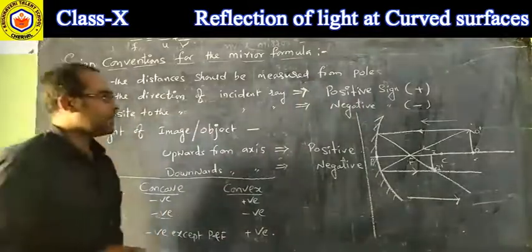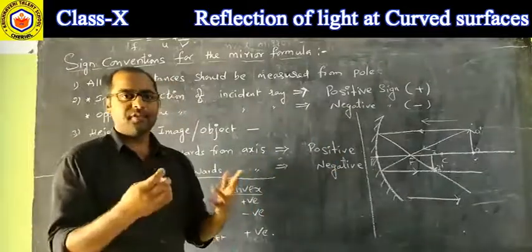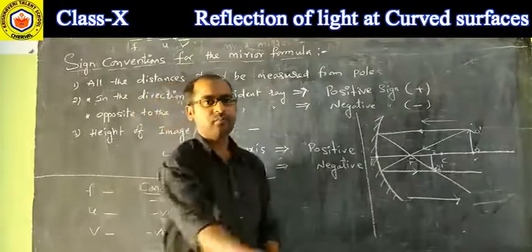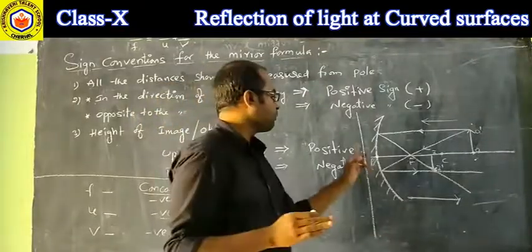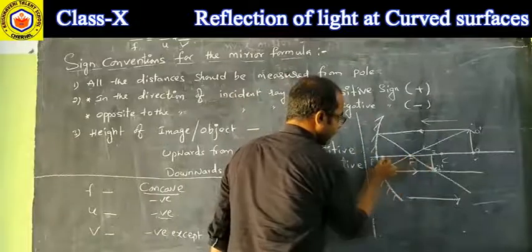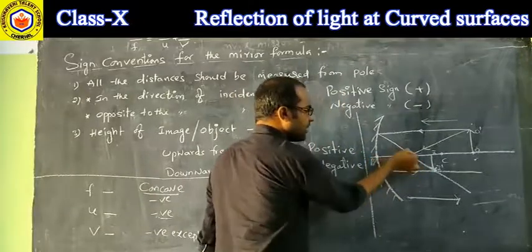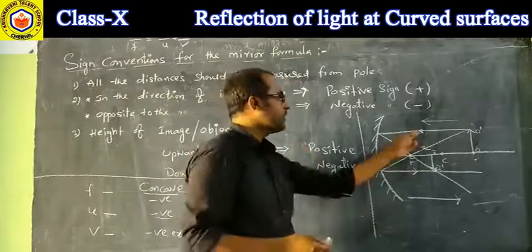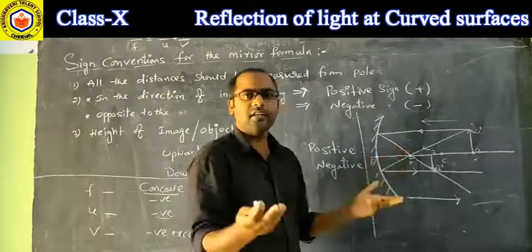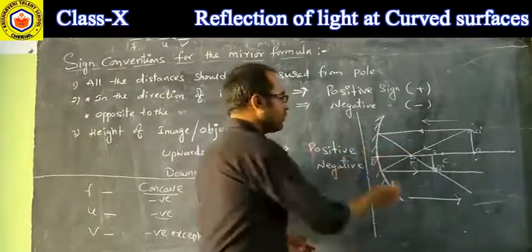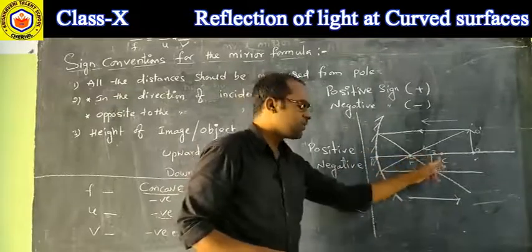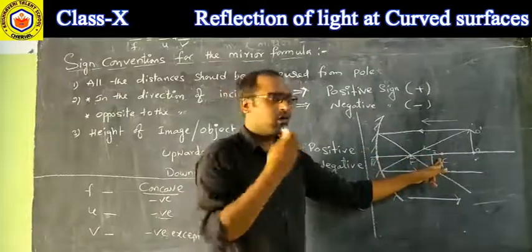While we are measuring focal length, let us measure the focal length. The focal length is nothing but the distance between pole and focus, from here to here. As we are measuring from here to here, it is also opposite to the direction of incident ray. So that is why it also should be taken negative. So focal length is also negative for concave mirror. Radius of curvature also should be negative for concave mirror.